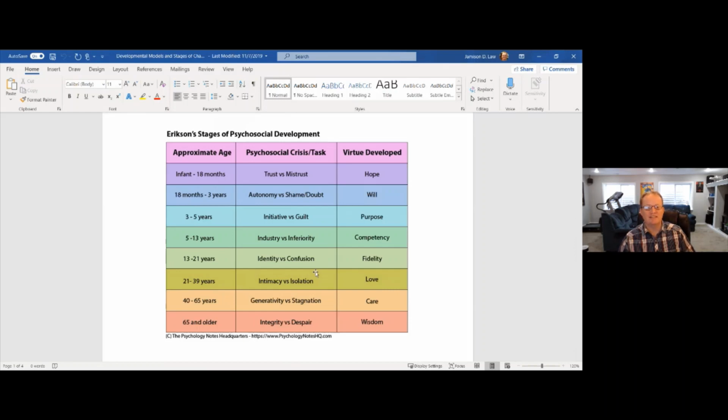So here he was in his 50s and was calling himself dumb. That's inferiority. That's something when it comes to competency. Again, that's the virtue being developed in that 5 to 13 years. He developed it partially in areas where his strengths were, but did not develop it in areas where he had that disability. 13 to 21, identity versus confusion.